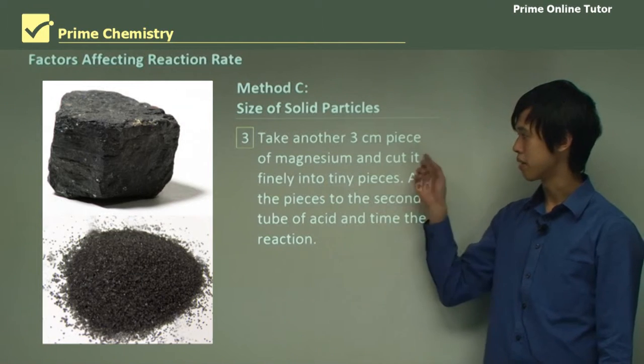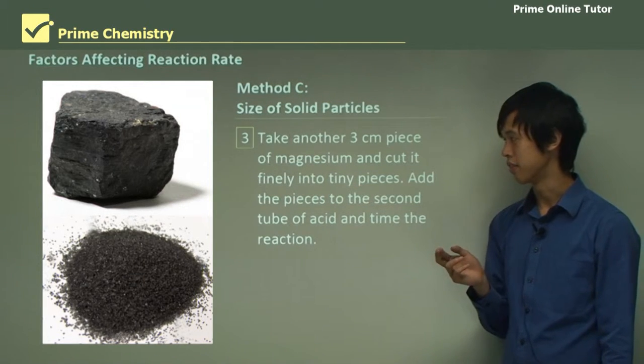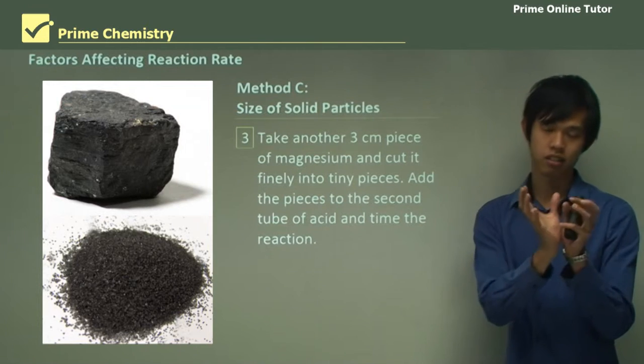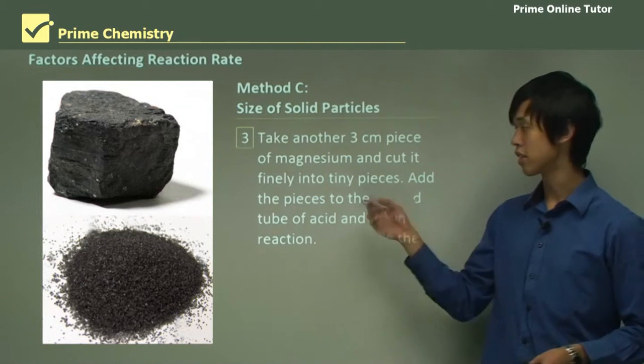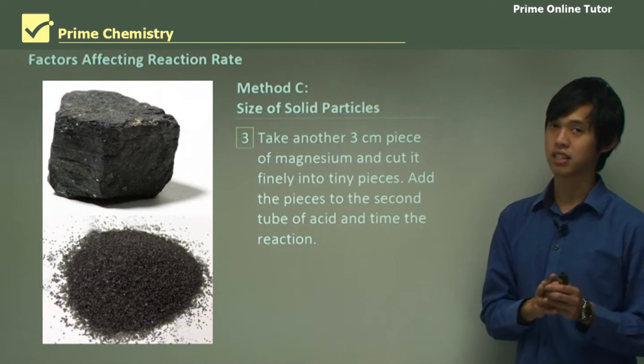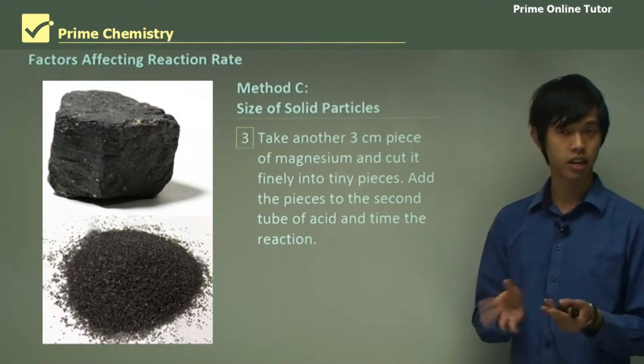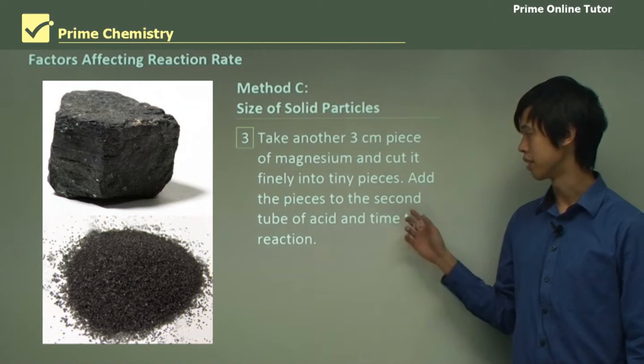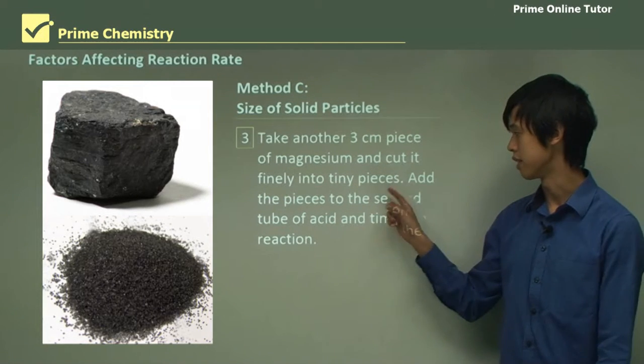Take another 3 centimeter piece of magnesium and cut it finely into tiny pieces. So you try to cut it into as small a piece as possible, but don't lose any of the pieces, okay? Otherwise that's going to stuff up your experiment. Make sure you cut it in such a way that you can keep all of the pieces. Maybe cut it on a piece of paper or something so you can quickly collect all of the little pieces.